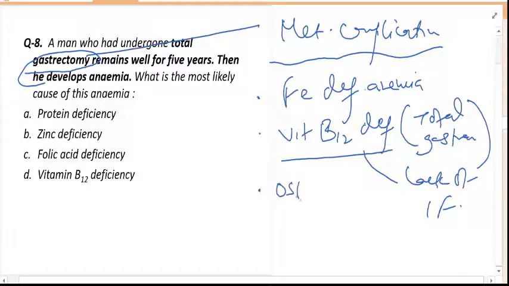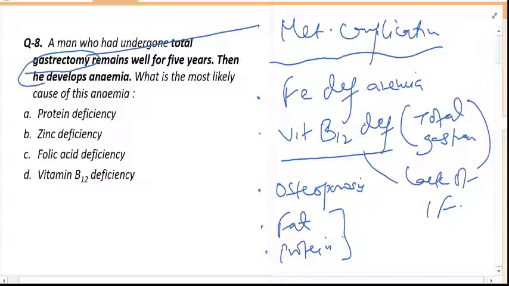Then osteoporosis can occur because of calcium deficiency. Fat and protein malabsorption can also occur, but not to a major extent. So in the question, he was fine for 5 years, then he develops anemia.